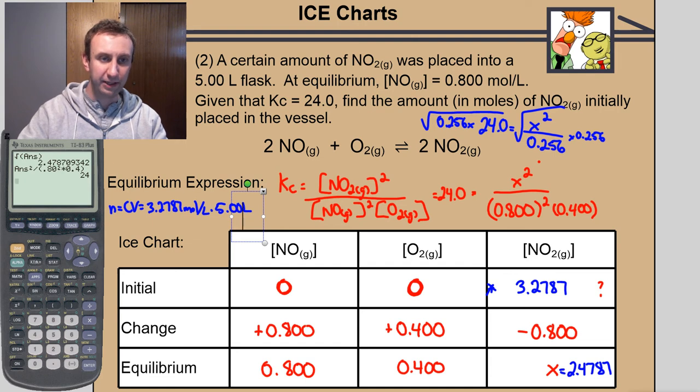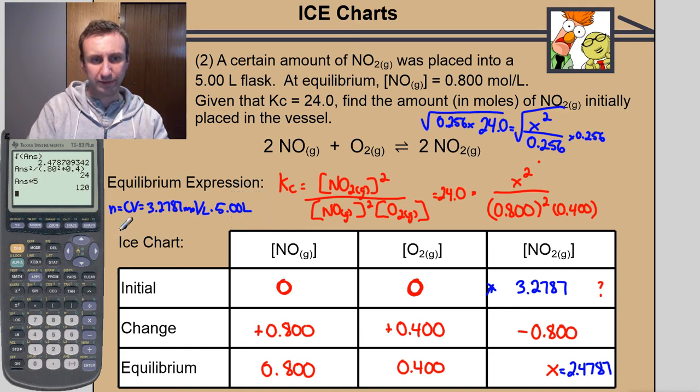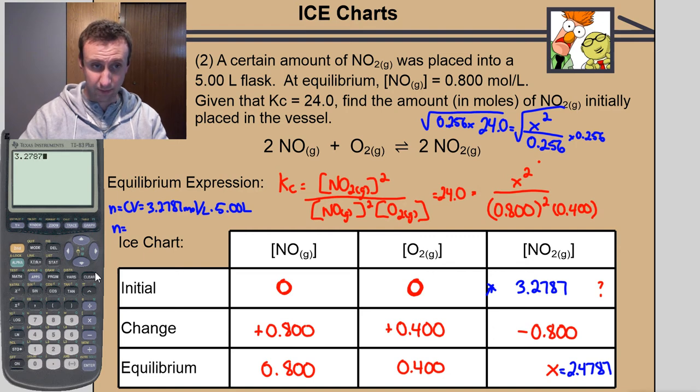Oh, made the star again. Multiplied by 5, and I end up with an answer of 120 moles. Ooh, that's a lot of moles. Oh, no, wait, whoa, that was a mistake. I did not have the right number there in my calculator. That could have been bad.